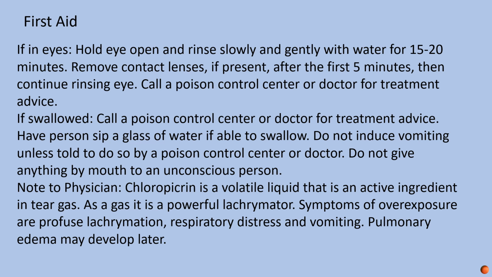Note to physician: chloropicrin is a volatile liquid that is an active ingredient in tear gas. As a gas, it is a powerful lacrimator. Symptoms of overexposure are profuse lacrimation, respiratory distress, and vomiting. Pulmonary edema may develop later.